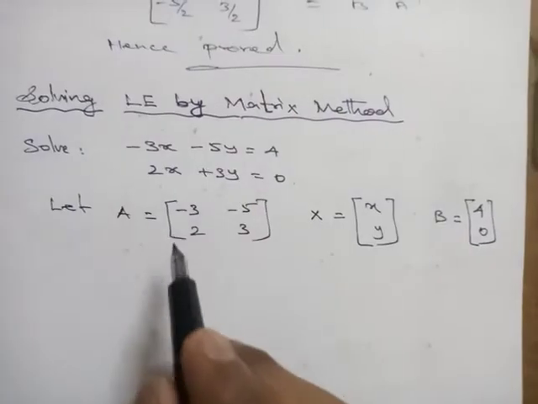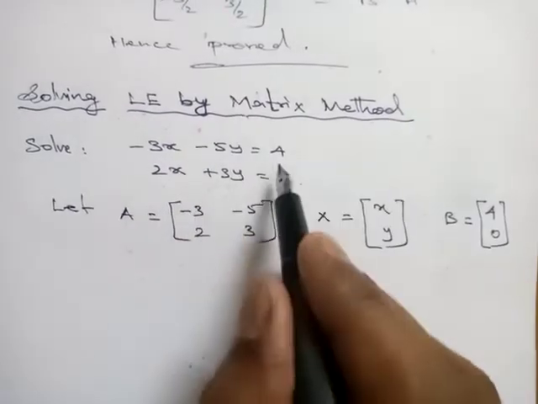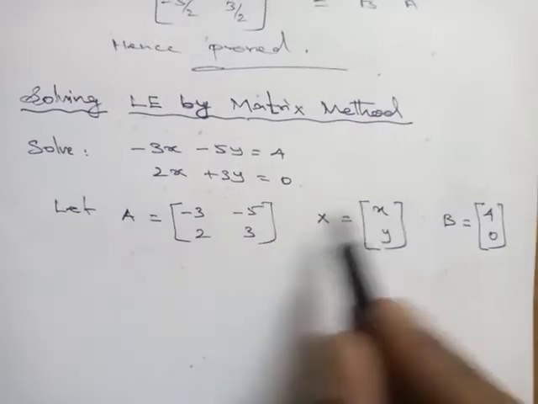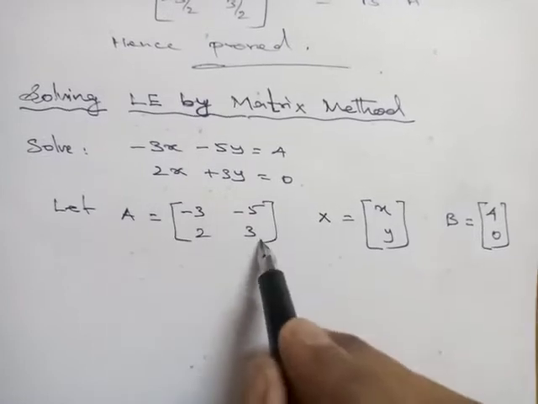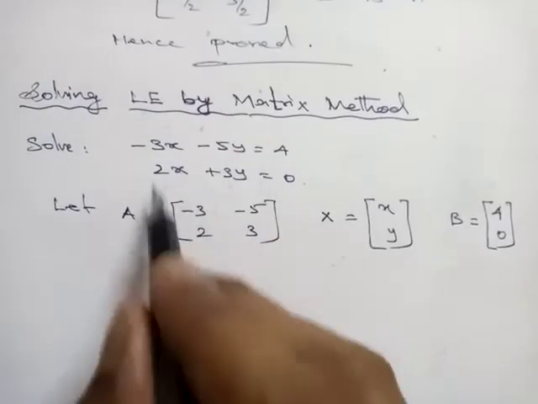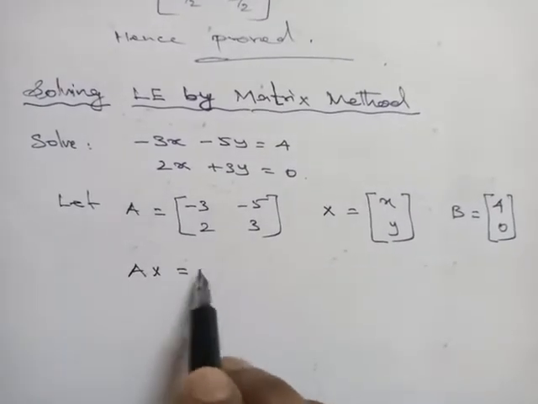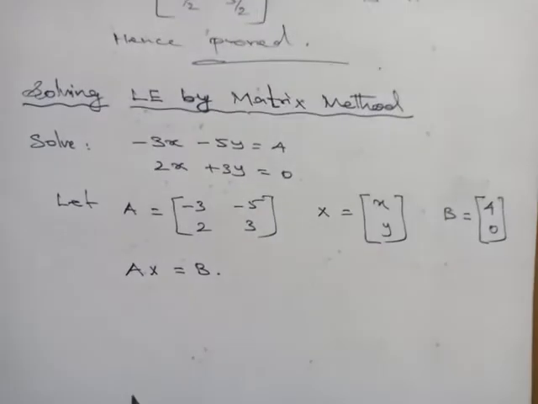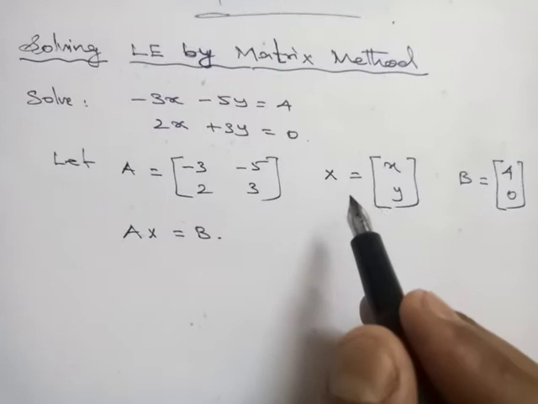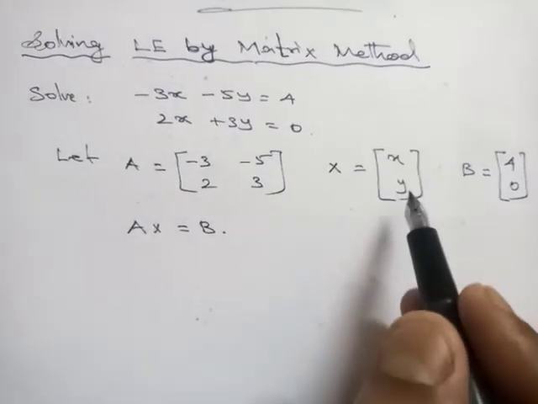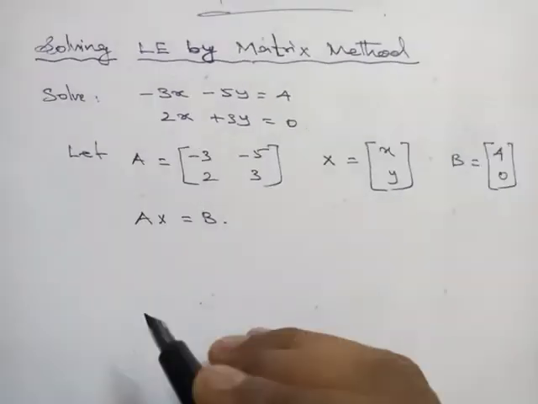Okay. So here if we multiply this A matrix and X matrix, we are getting B, correct? Just multiply this: minus 3x minus 5y equal to 4, 2x plus 3y equal to 0, that only they have given. That means from these equations we are getting AX is equal to B. Actually we need only this capital X. That means we have to find the x and y value, correct? That means here we have to find the capital X value.